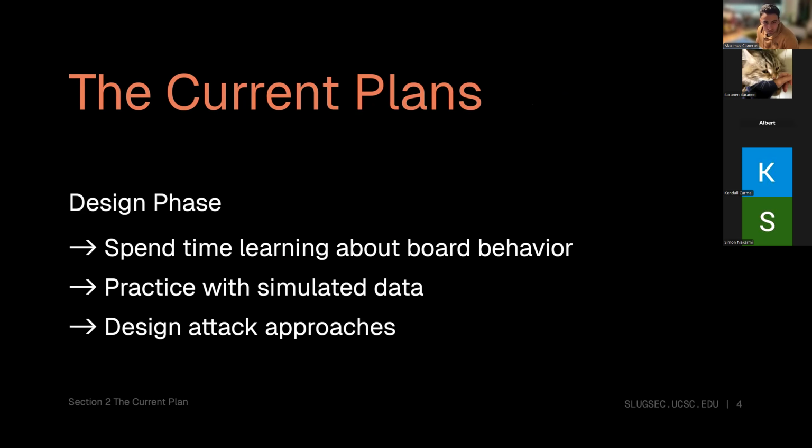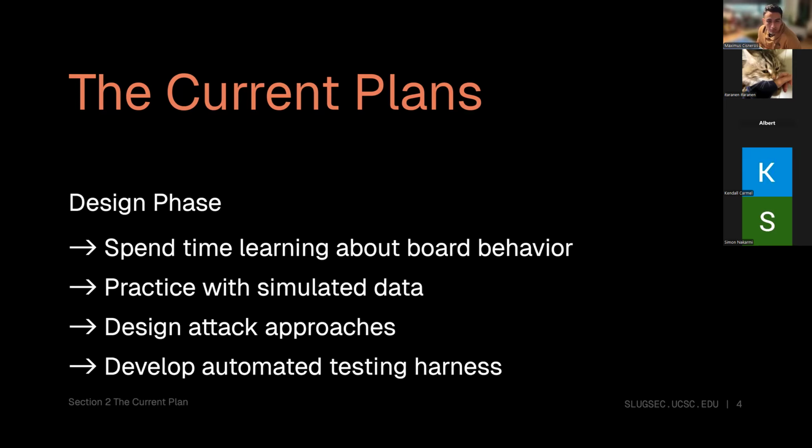We're going to design attack approaches. This is just more preparation so that we spend less time thinking during the attack phase and have something to scaffold on. And then finally, we want to develop an automated testing harness. This goes back to what we have currently. We have only one ChipWhisperer device, and it would be very beneficial for us to allow everybody on the team to have access to it. The only way I can reasonably think of doing that is giving everybody remote access. So we're thinking about working on that in this first phase.